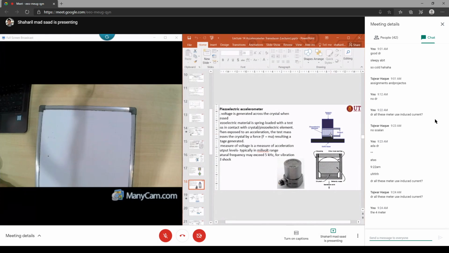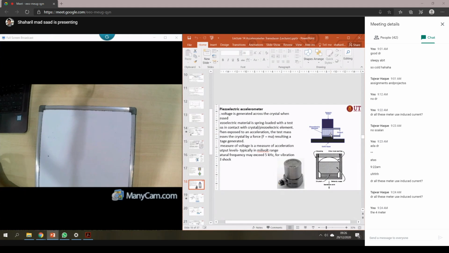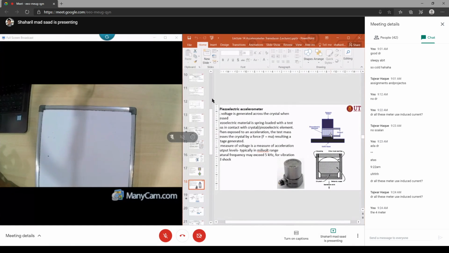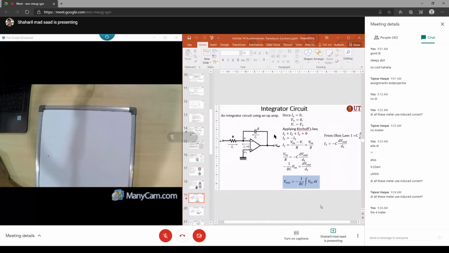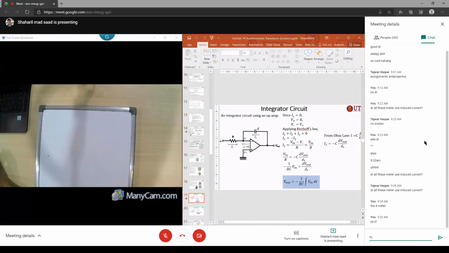The good thing about the piezoelectric material is that when you give some forces to that material, we call it a piezoelectric material, it will generate some voltage. It's a good thing about the piezoelectric. Okay. Did I answer your question? The meter. Yep. It's not the meter, it's the accelerometer.